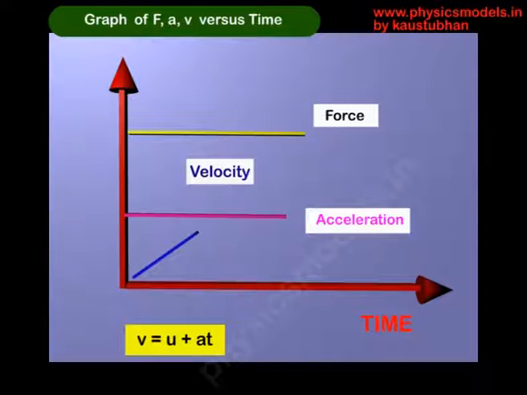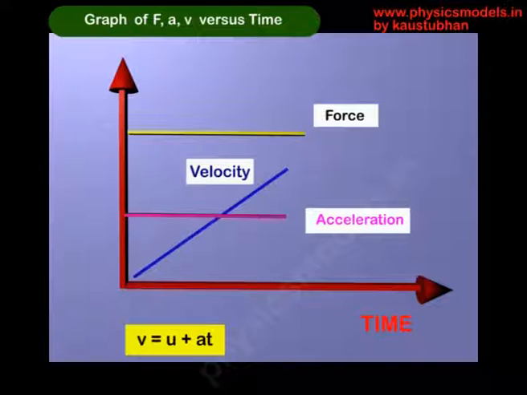Let's look at an animation. This is an animation of a graph. So what you see here is on the vertical axis you have the force, acceleration and velocity all on the same graph, and on the horizontal axis you have time. So the force is not changing. We applied a constant force. So the force is a yellow horizontal line.